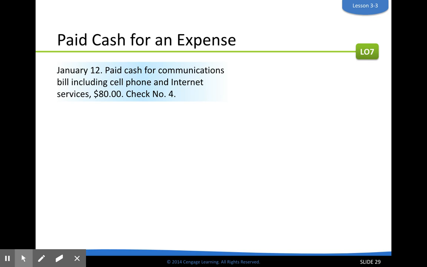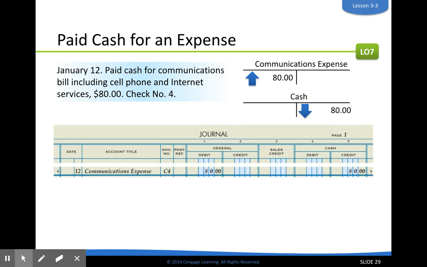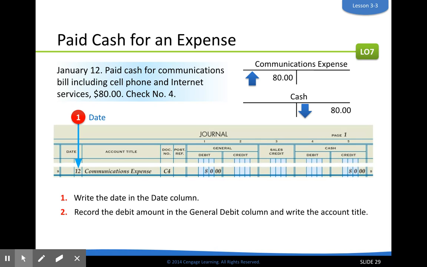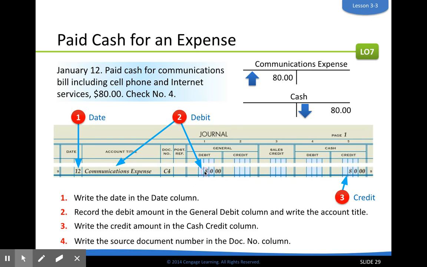Transaction C, we paid cash for an expense. You'll see on your note guide that we have two different expenses listed in the picture of the transactions because expenses all look the same. So we'll go through this one together. The date, we're always going to debit our expenses for $80. And since we paid cash, we have cash credit for $80. Anytime we pay cash, we have to write a check. So we have check number 4.